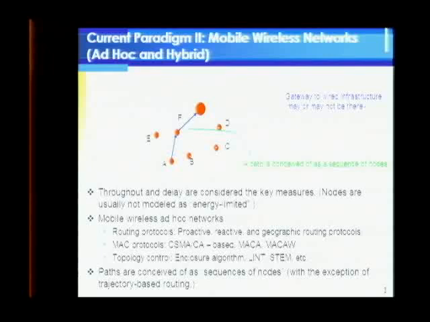And one of the key things here is that so far, researchers have considered paths as sequences of nodes. So if I want to reach from here to here, I go through that sequence of nodes to reach the gateway. And we'll see that that is not the only way to model it. And we'll see how we can model it in other ways.